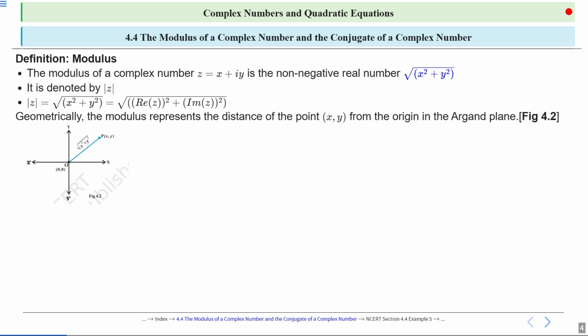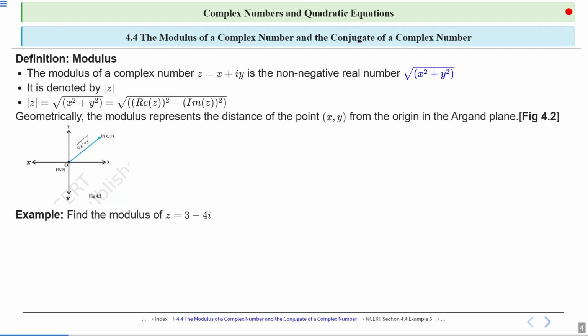Now we will look at the geometrical representation. Geometrically, the modulus represents the distance from the point x comma y to the origin in the Argand plane, which is just like the coordinate plane but for complex numbers. You can see in this diagram labeled figure 4.2 that the modulus is the straight line distance from the origin to the point representing z.